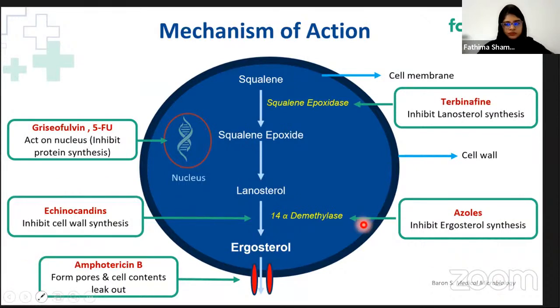They also act on beta-1,3-D-glucan synthase, which is an enzyme that builds the fungal cell wall. Now, lastly, we have here the terbinafine, which inhibits the initial stages of ergosterol formation. So they act on squalene epoxidase and inhibit this conversion here. So that's all about the mechanism of action.